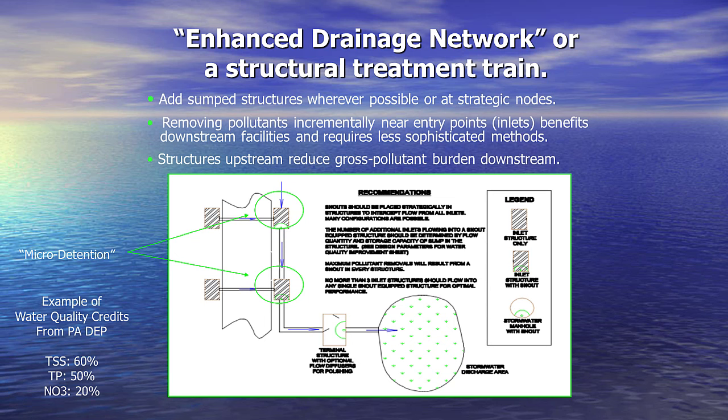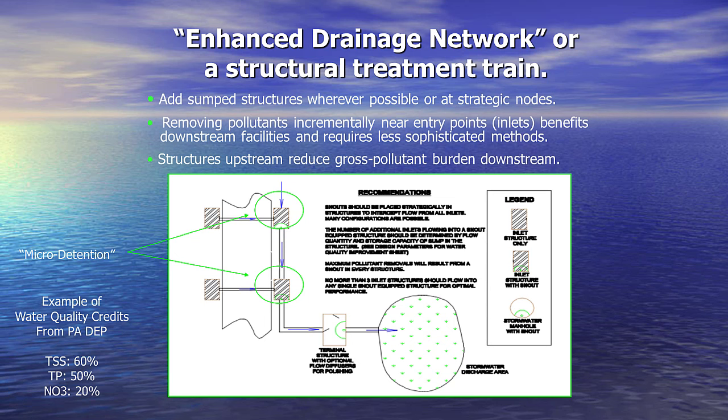For these applications, there are various states that award certain amounts of credit for snouts with sumps. One example is in Pennsylvania, where you get a reduction of 60% for TSS, 50% for phosphorus, and 20% for nitrates. So when you're providing a structural treatment train, and by that I mean removing pollutants incrementally with a variety of structures along the drainage network, that's an enhanced drainage network.